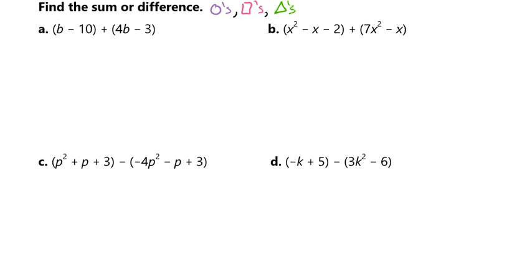To remember what a term is, in this case the b is a term, and the negative 10 is a term, and 4b is a term, and negative 3 is a term, because they're all separated by plus or minus signs.